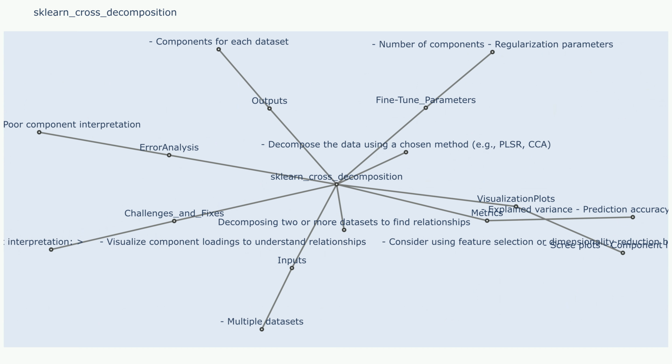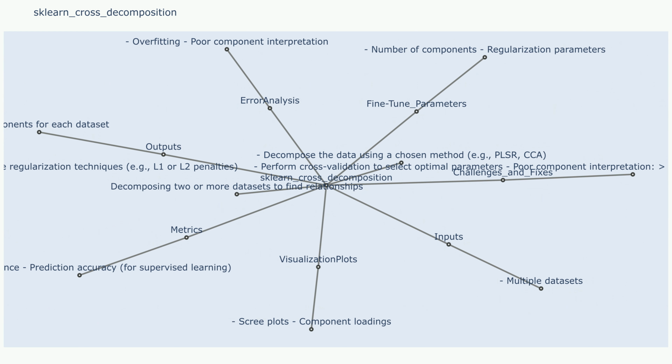Fine-tune parameters. Parameter 1, n_components. This parameter controls the number of components extracted. Higher values capture more variance but can lead to overfitting. Parameter 2, Regularization parameters. Some methods offer regularization parameters to prevent overfitting or to enforce specific properties on the extracted components.